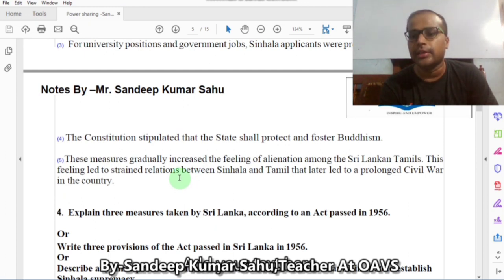They disregarded the Hindu and Muslim religions, which were the main religions of the Tamil speakers. And point number 5 is, the measures gradually increased the feeling of alienation. So the measures taken by the Sinhala leaders were the first reason why the Tamil speakers felt alienation. This led to a strained relation between Sinhala and Tamil that later led to a civil war, which is the main cause of civil war between both communities.